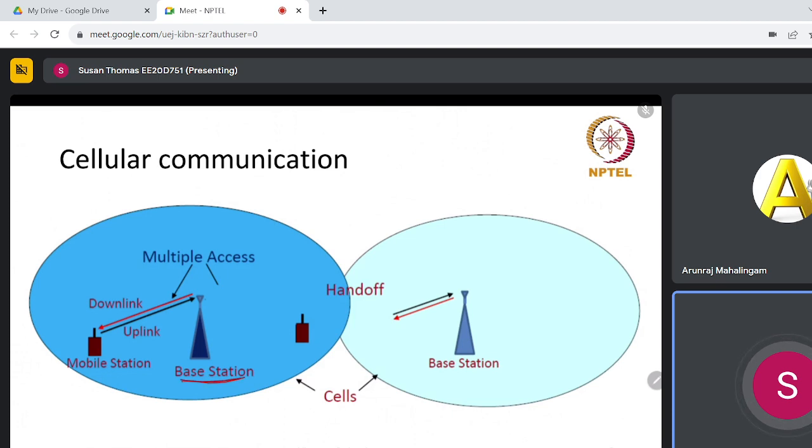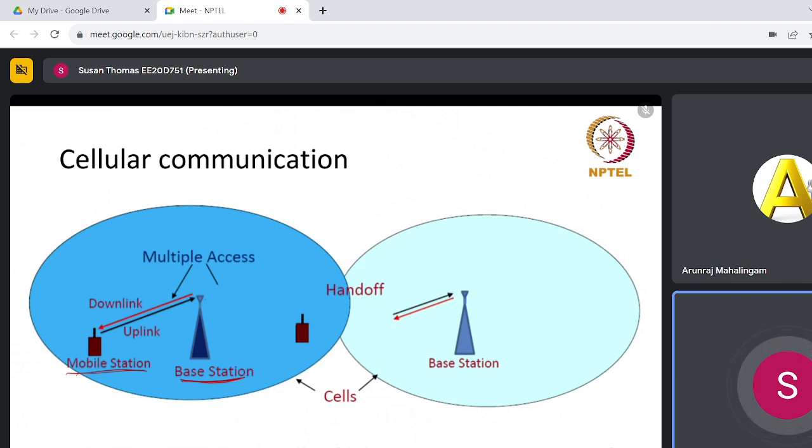Say this is called a base station. Suppose you have a mobile or something, we call it a mobile station. That means it is moving. So from the base station, the signal is being sent to the mobile, and from the mobile the signal is being sent to the base station. So that is how we communicate on a wireless or cellular communication channel.